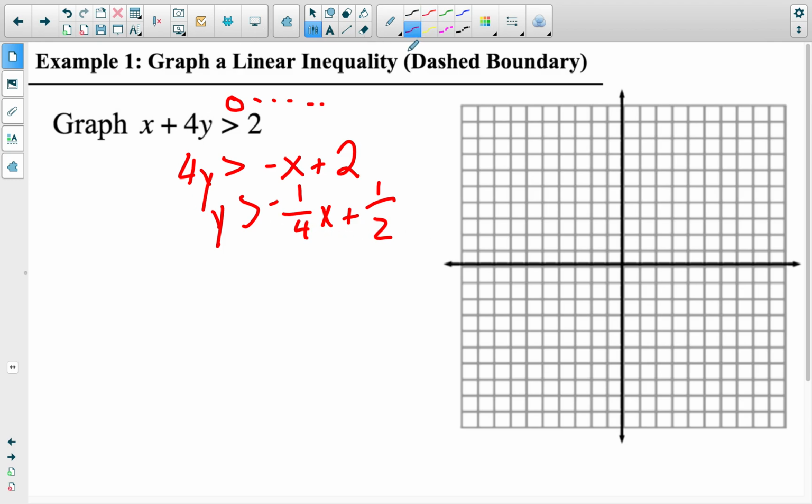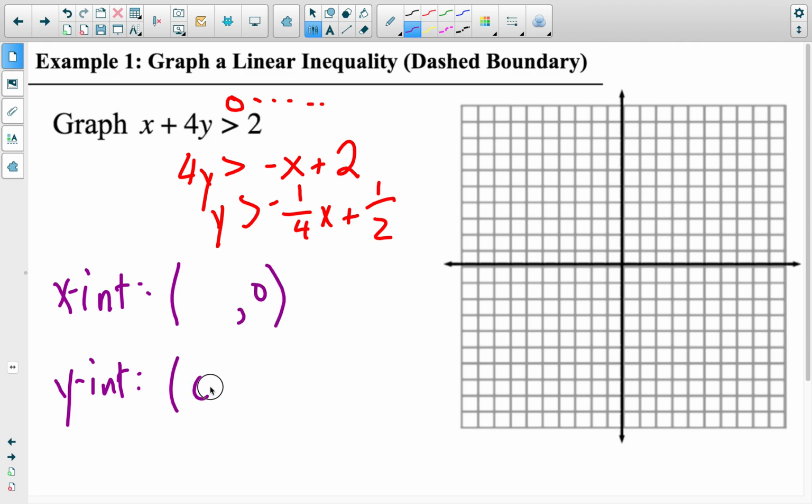The other approach is to graph using intercepts. So if you want to first find your x-intercept and your y-intercept, for your x-intercept you're going to plug in 0 for y, and for your y-intercept you're going to plug in 0 for x. So for your y-intercept, x plus 4 times 0 is greater than 2. We can kind of think of it like when it's equal to 2 to find this point on that boundary line. And that happens when x equals 2. So our x-intercept is 2, 0.